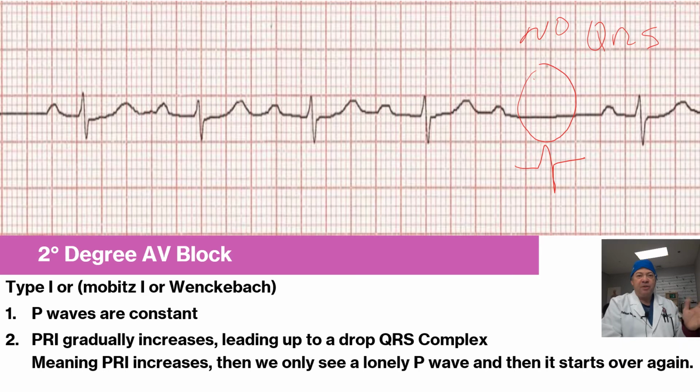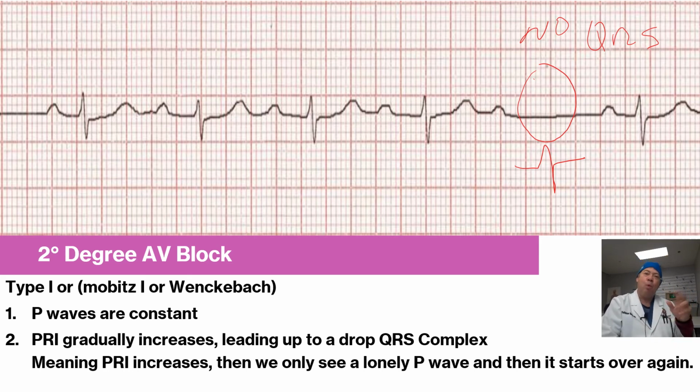So now let's talk about the second degree atrioventricular blocks. Vamos a hablar del segundo grado bloqueo atrioventricular. En esto nos vamos a especificar en el tipo 1. We're going to be specific in type 1, which is also known as Mobitz 1 or Wenckebach, que también se conoce como tipo 1 o Mobitz 1. En este caso, nosotros tenemos ondas P que están constantes, están presentes, pero el intervalo PR se va incrementando poco a poco hasta que solamente vemos una onda P sola, no viene con el QRS complex.